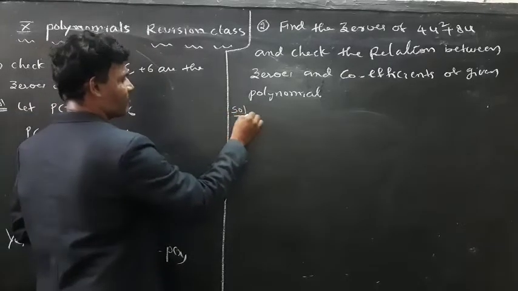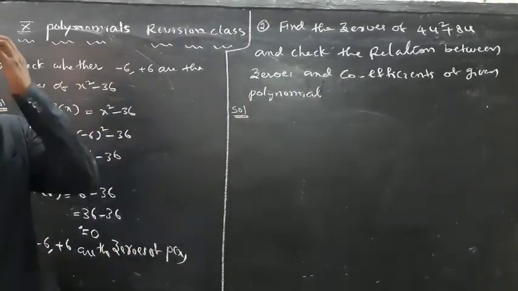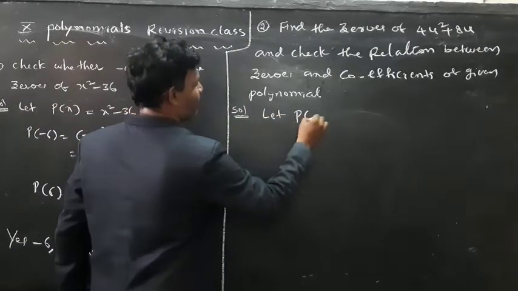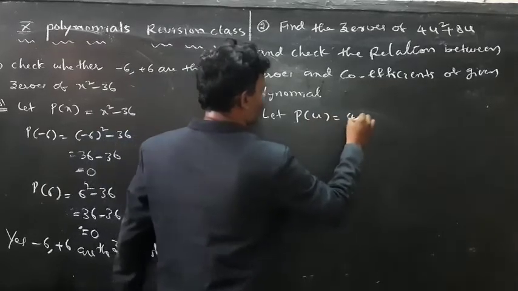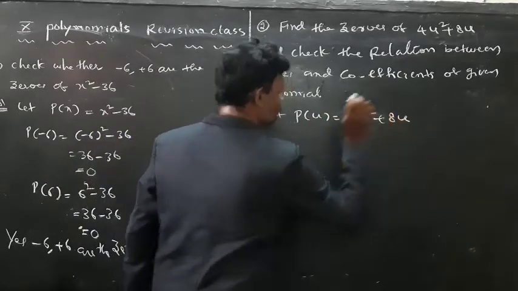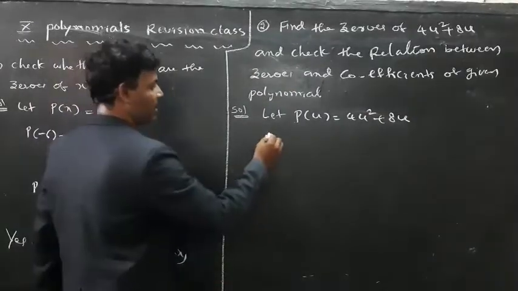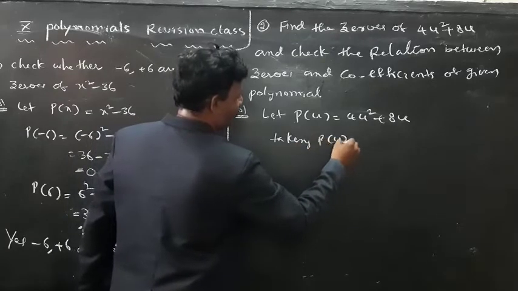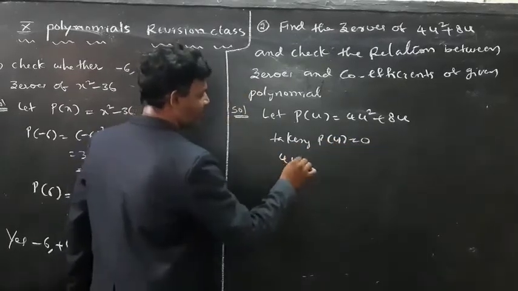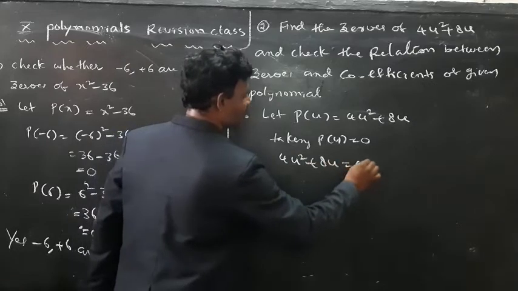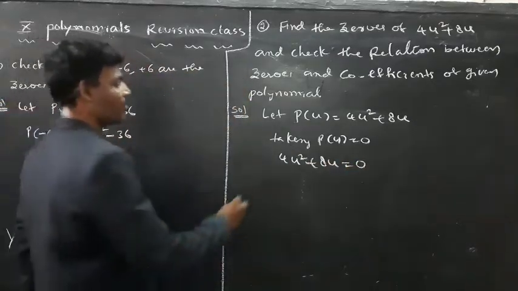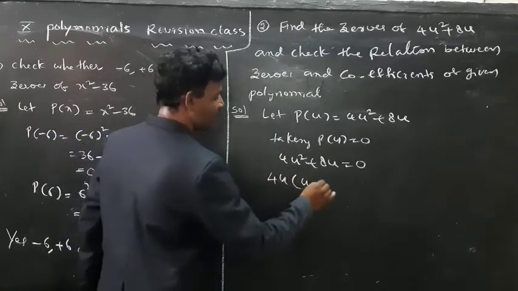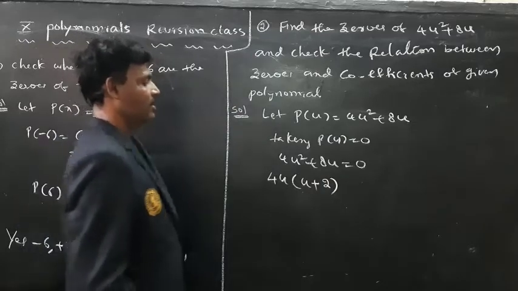Solution. First, to check the relation, I am taking the given polynomial as p. Let p of u is equal to 4u square plus 8u. To find the zeros, I am taking p of u is equal to 0. It means 4u square plus 8u is equal to 0. So from this, what is common here? 4u is common. Then what remains here? u plus 2 is equal to 0.